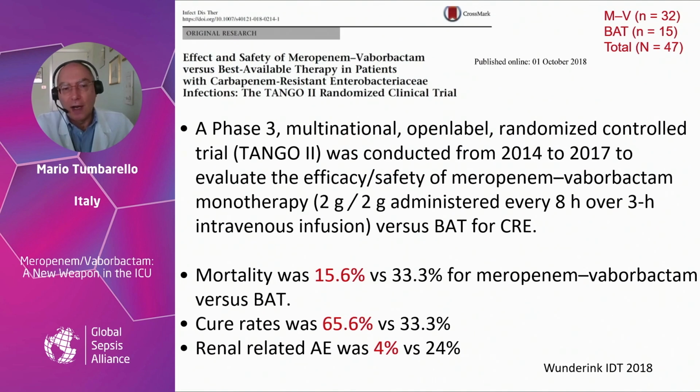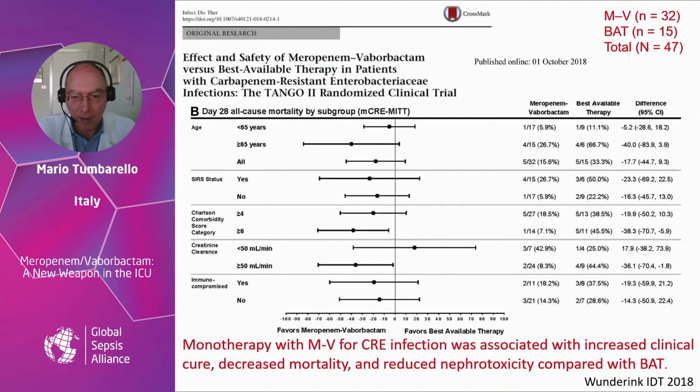But the most important trial is the TANGO 2. The TANGO 2 is a specific trial focused on carbapenem-resistant Enterobacteriaceae, and the design of the trial is very interesting. The limit of the trial is the number of subjects included. It is less than 50 patients, 32 in Meropenem-Vaborbactam and 15 in best available therapy. All the results are in favor of Meropenem-Vaborbactam, 15% of mortality for Meropenem-Vaborbactam versus 33% for the best available therapy, the clinical cure, and also the renal-related adverse events are all in favor of Meropenem-Vaborbactam. All the outcomes are better for Meropenem-Vaborbactam than the best available therapy.